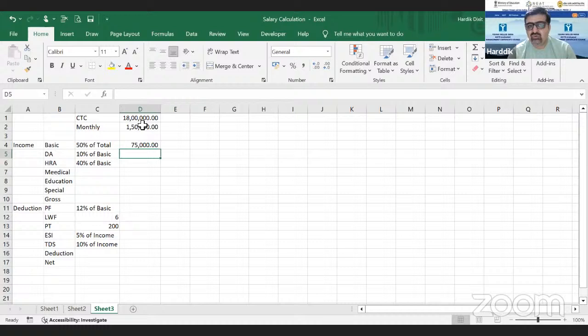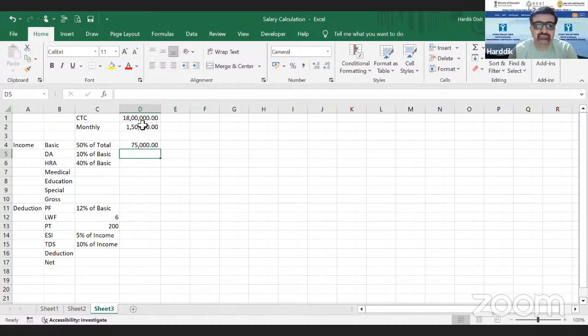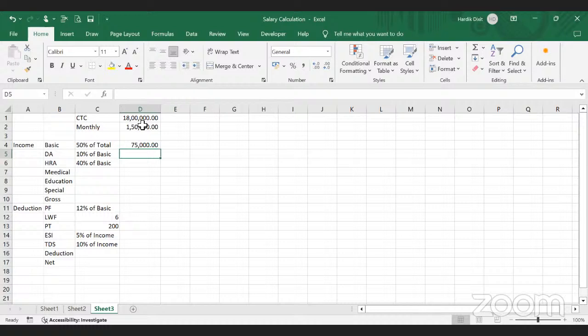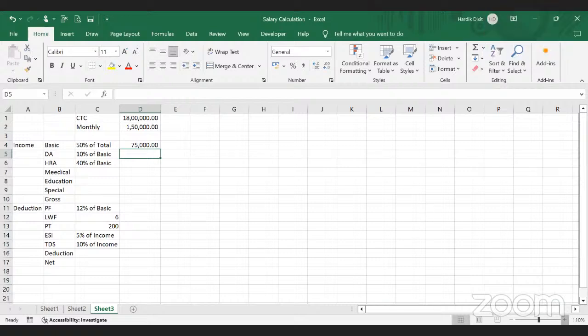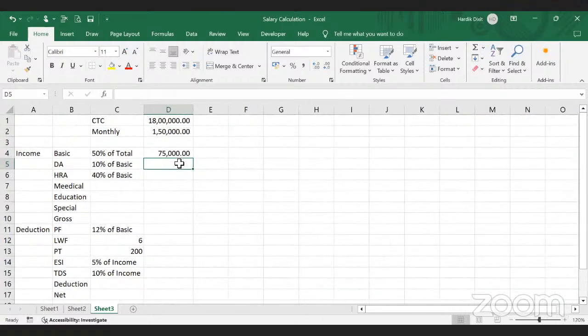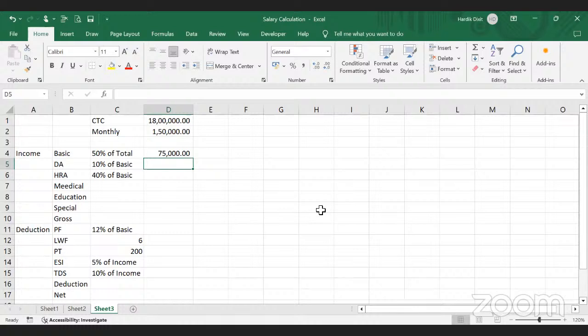What is the DA? 10% of basic. हाँ, what is the value? Just a minute. कितना रुपया आएगा? The 10% of what? 10% ऑफ बेसिक लिखा है ना? Yes, sir. The basic is, बेसिक कितना है? 75,000. परफेक्ट. तो 10% कितना हुआ?